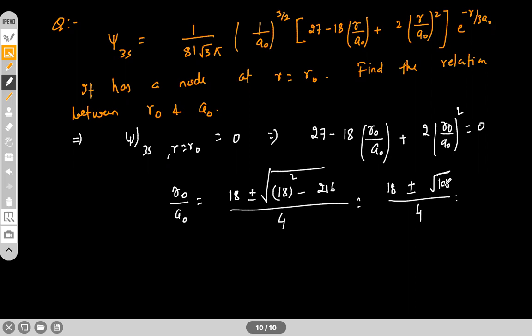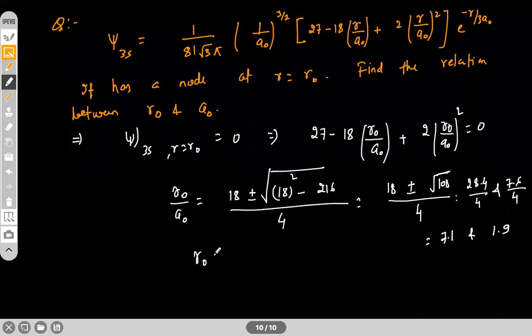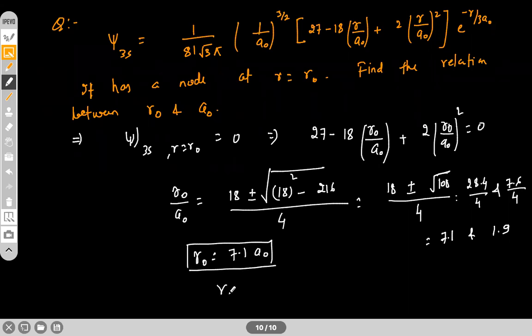Okay, so it is 10.4 plus minus this. So we have 28.4 by 4 and 18 minus 10.4, that is 7.6 by 4. So that would be 7.1 and 1.9. So r naught is equals to, we get here, 0.1 a naught, and r naught is equals to 1.9 a naught.